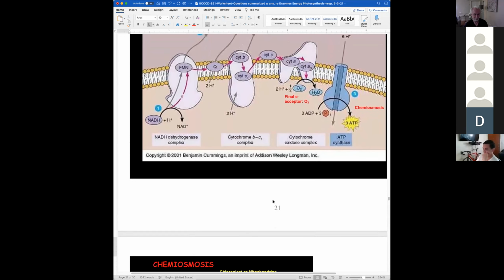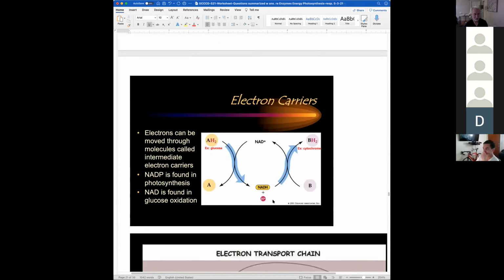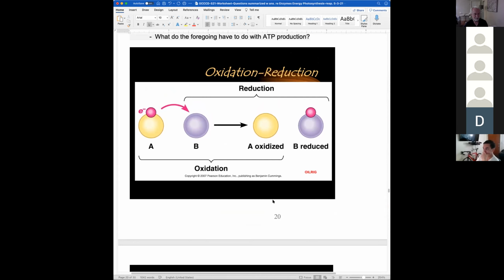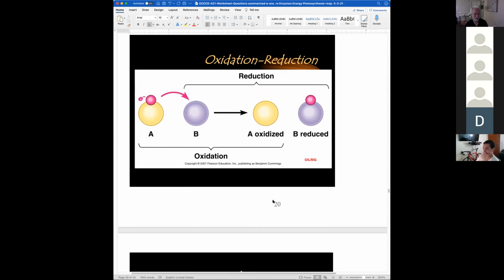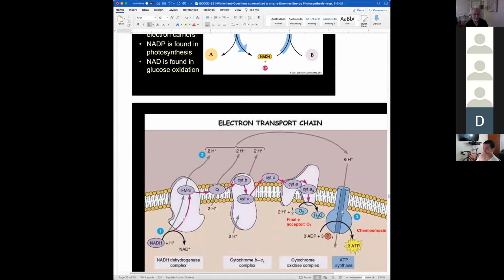So we're trying to connect the dots here between oxidation and reduction, electron carriers, and ATP production.